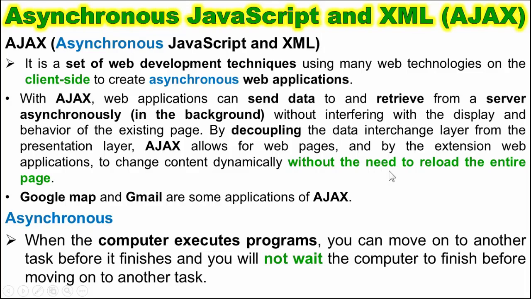Google Maps and Gmail are some examples of Ajax. The meaning of asynchronous: when the computer executes programs, you can move on to another task before it finishes, and you will not wait for the computer to finish before moving to another task.